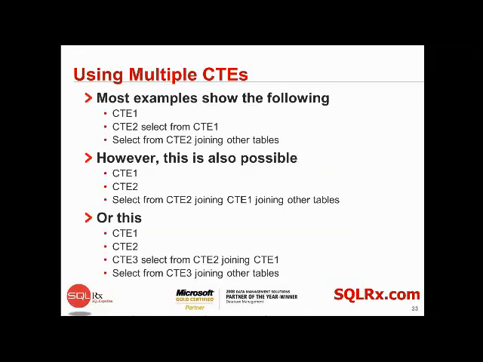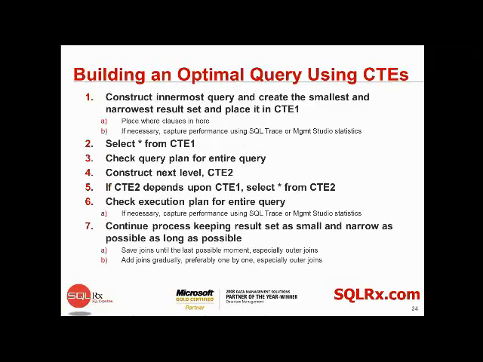So the way to build a query the best using CTEs, you want to construct your innermost query and create the smallest, narrowest result set you can. Put all your where clauses right up front if you can, and then select star from CTE1. Just make sure, what are you getting back? Are you getting back what you're supposed to? Check the query plan. Make sure you're getting what you're supposed to get.